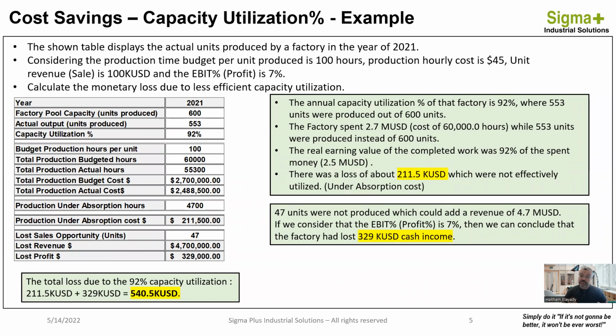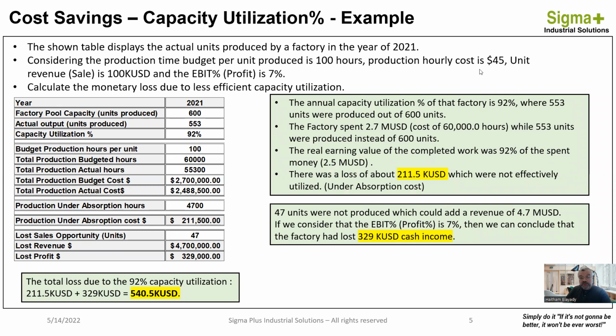That example describes the performance of a certain factory, where we can see how efficiently that factory has been utilizing the resources and what the reported losses in the capacity utilization could be. The shown table displays the actual units produced by a factory in the year 2021, considering the production time budget per unit produced is 100 hours. It means that each unit requires 100 hours to be produced.